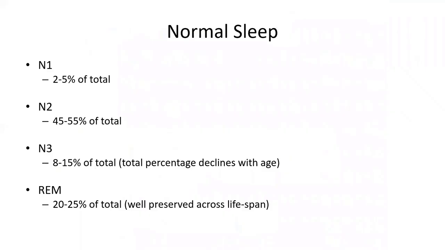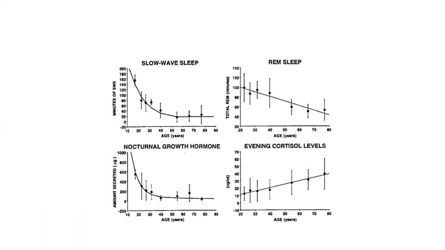Great. All right, so let's talk a little bit about normal sleep. So N1 is about 2 to 5% of our total sleep. If we see a little bit more than that, we think of sleep as being fragmented, and some of our patients with obstructive sleep apnea will have an increased amount of N1. N2 represents about 45 to 50% normal sleep. N3 is anywhere between 8 and 15%, but that actual percentage does decline with age. And REM is pretty well preserved across the lifespan and represents about a quarter of our total sleep time. So as we can see here, slow wave sleep is something that wanes some with age.